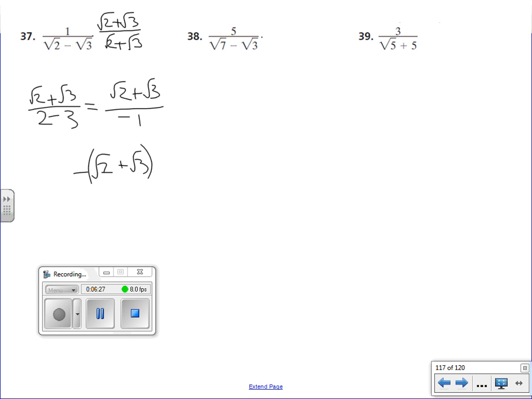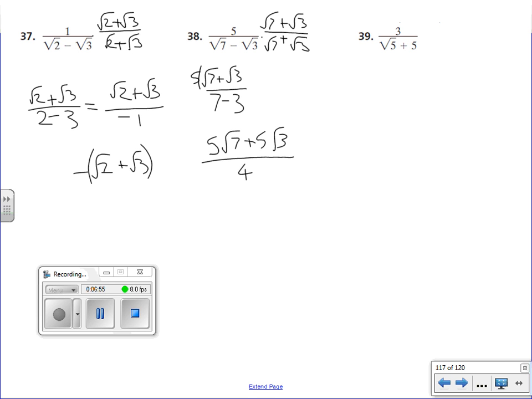Now we're going to multiply by the conjugate again, which is root 7 plus root 3 divided by root 7 plus root 3. The denominators multiply to give 7 minus 3, and we've got 5 times root 7 plus root 3. 7 minus 3 is 4, so we've got 5 root 7 plus 5 root 3 over 4.